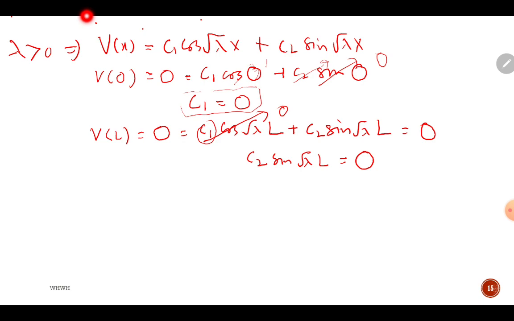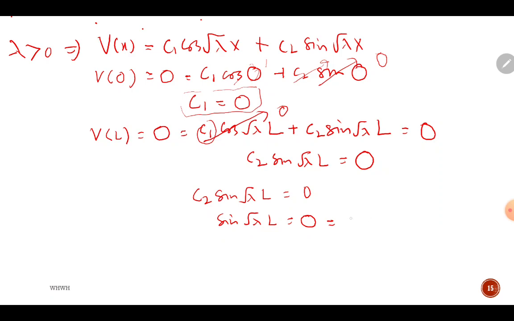Okay, then dari sini kita nak cari apa ni kelas? Kita nak cari value of lambda. We want to find the value of lambda. Okay, so let's have a look. So dari sini kita tahu C2 sine root of lambda L equals to 0. So again kat sini C2 ni akan gone. Okay, we don't know what is the value of C2. Then what we have is sine root of lambda L is equals to 0.